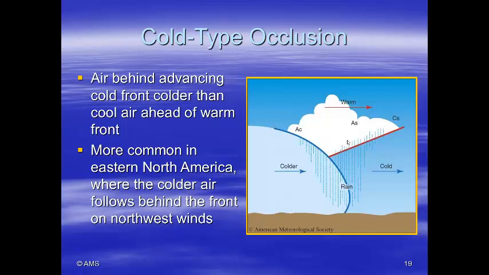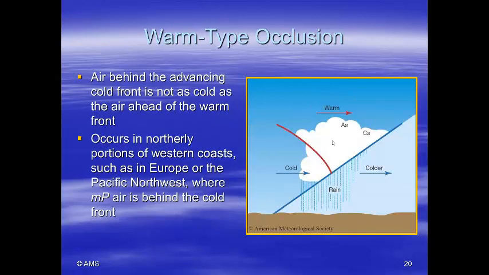So for a cold type occlusion, we have cold air that was ahead of the warm front and much colder air that was behind the warm front that formed the cold front. So if we look along the ground, we see cold and colder air. These are more common in eastern North America, where the cold air follows behind the front on the northwest winds.